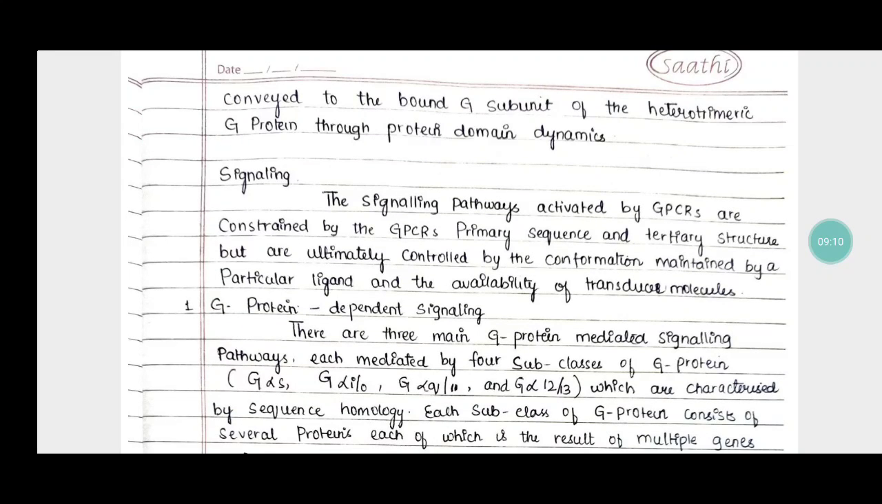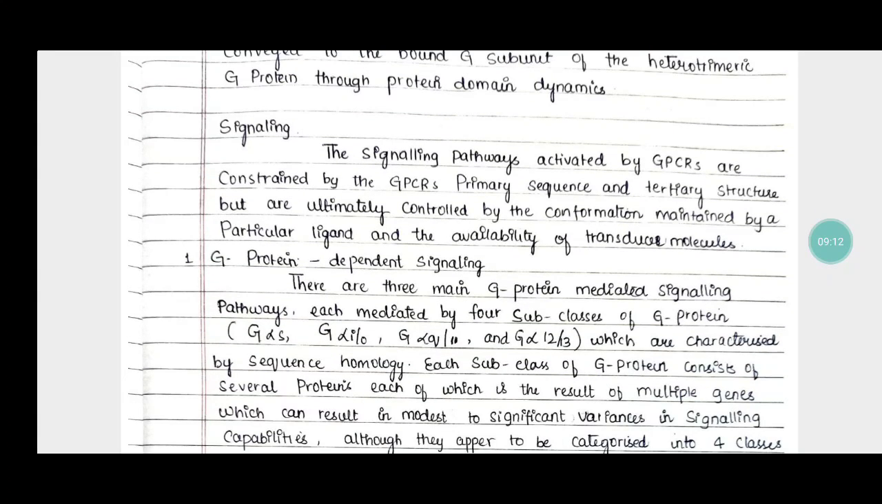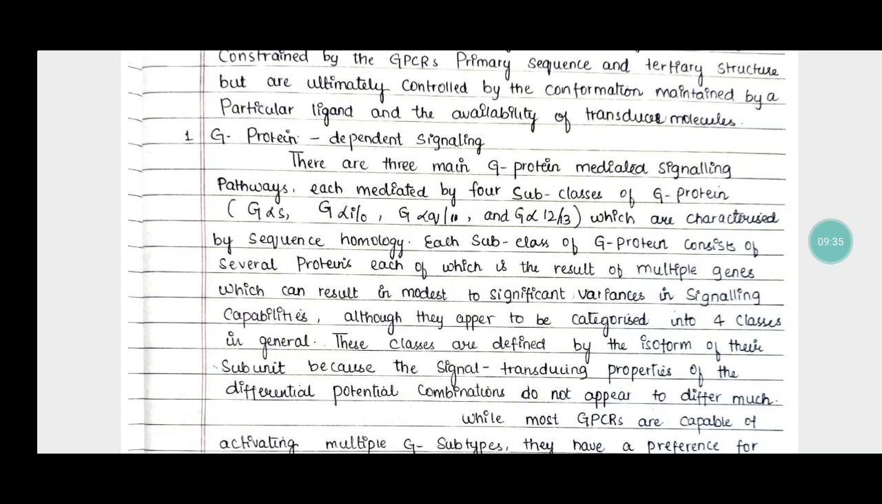The signaling pathways activated by G protein coupled receptors are constrained by the GPCR's primary sequence and tertiary structure, but are ultimately controlled by the conformation maintained by a particular ligand and the availability of transducer molecules. So, number 1, G protein dependent signaling. There are mainly 3 main G protein mediated signaling pathways.